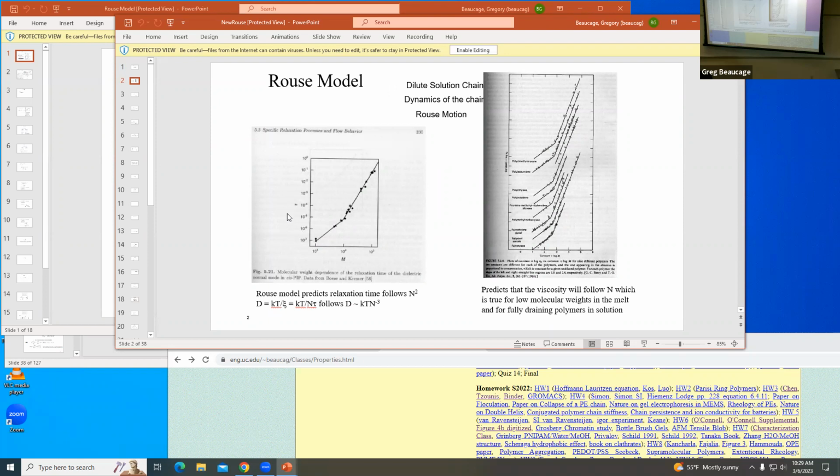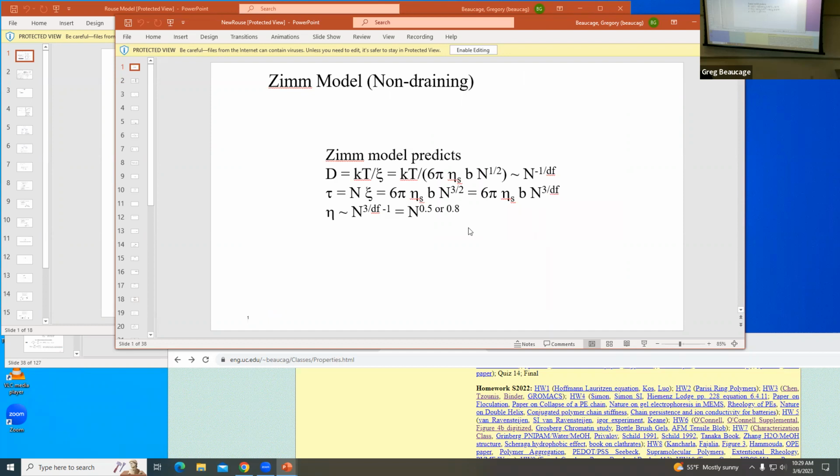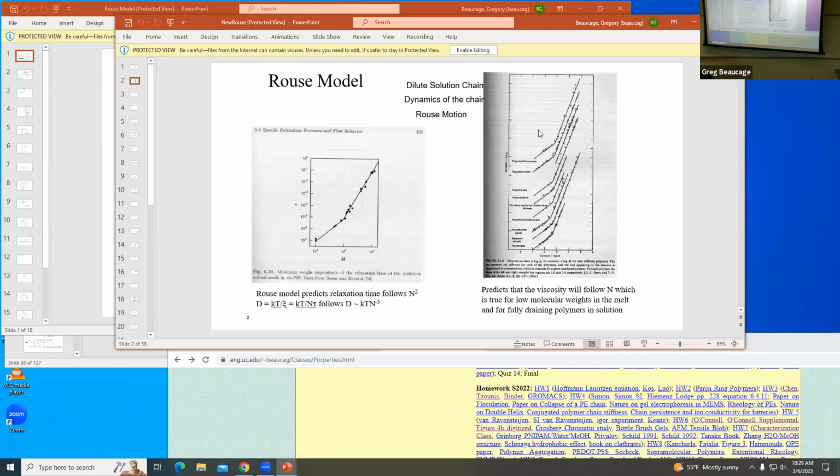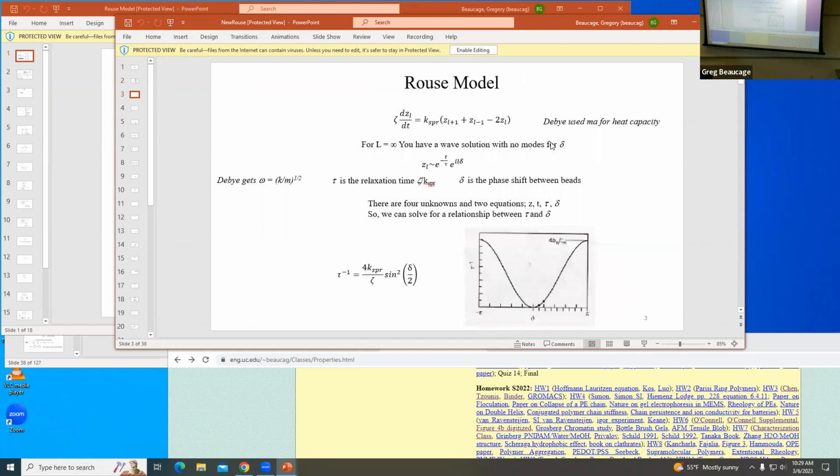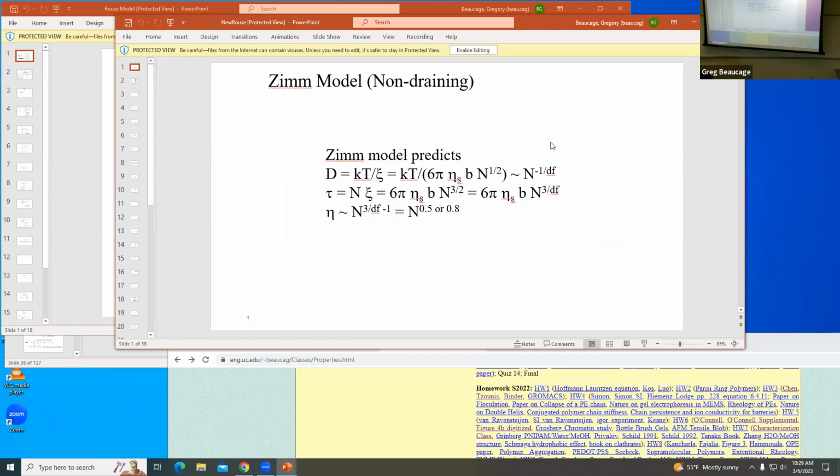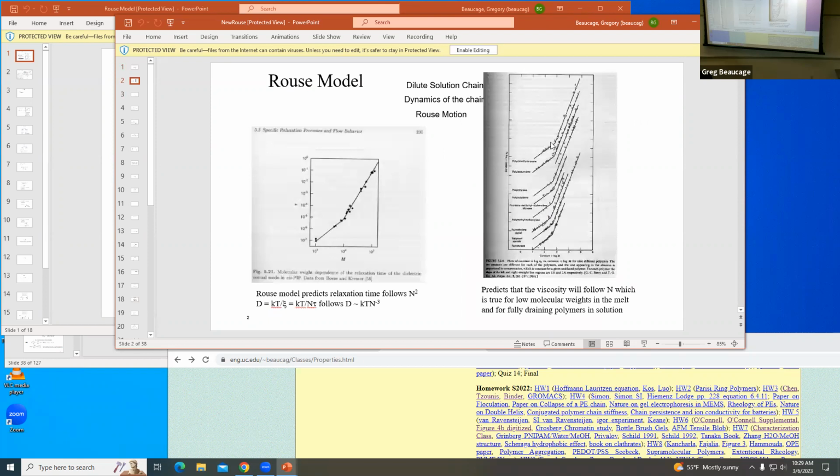And then it gets the relaxation time, and then it predicts the diffusion coefficient. So that's significantly different than the diffusion coefficient here. And then it predicts that the viscosity is going to go to the power 1, not to the power 0.5 or 0.8. All right, so the 2 models end up giving quite a bit different dynamic properties, like viscosity, relaxation time, and this diffusion coefficient. Right, so that's kind of the gist of this.